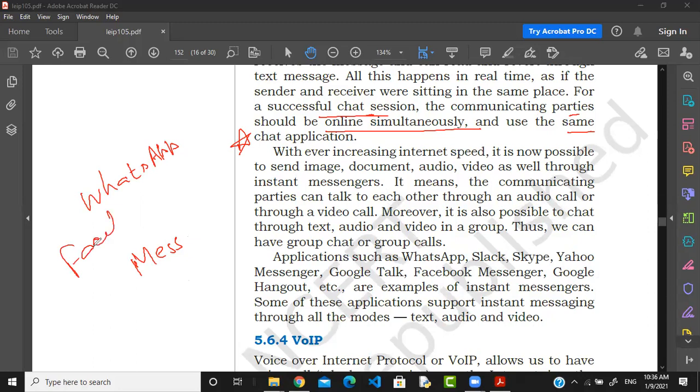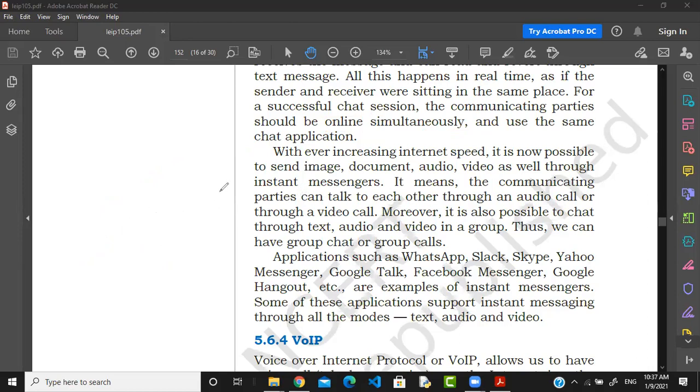both are owned by only one company. Facebook is the owner of WhatsApp and also Messenger, so it may be possible in the future. But right now this is not allowed. We both have to be online and we both have to open the same application.